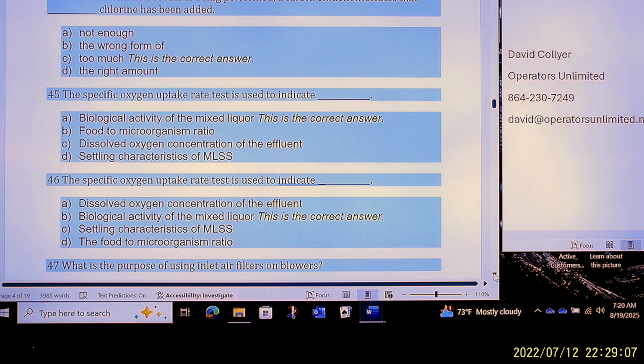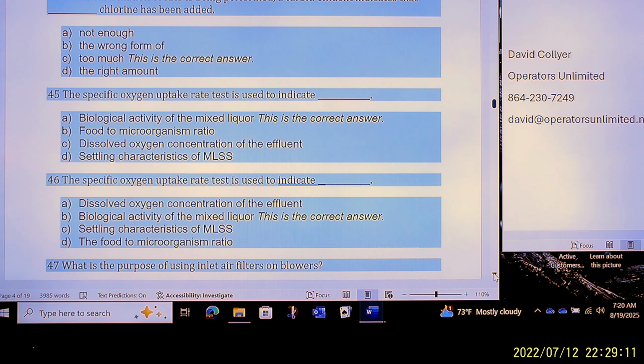Number 44, when chlorination of RAS is being performed, a turbid effluent indicates that blank chlorine has been added. A, not enough, B, the wrong form, C, too much, D, the right amount. The answer to 44 is C, too much.